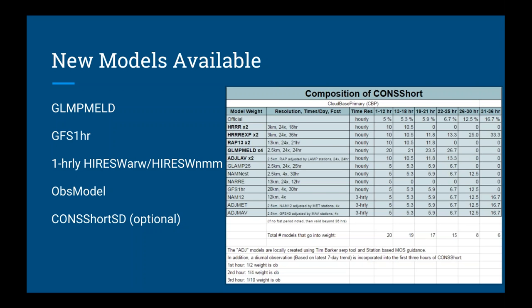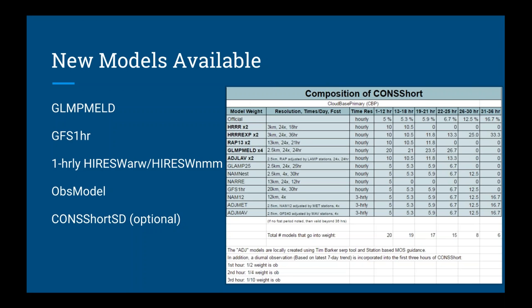And a brief idea of what OBS model is: for temperature and dew point, I use a 7-day running average of the diurnal trend. And then for elements such as POP and QPF, it's actually an advection scheme. And I use the RAP 13 upper level winds to sort of advect some of the precip that is going in the ops. ConShort SD is a brand new model, something that was optional in this latest tech note.